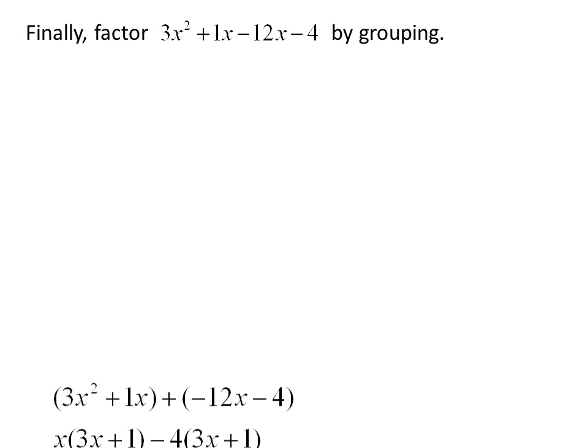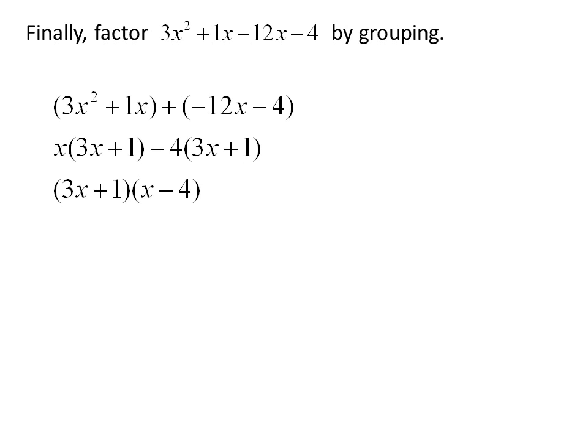So I'm going to split apart my four terms into two groups. I'm going to group together 3x squared plus 1x, and I'm going to group together negative 12x minus 4. Notice that since that third term starts with a minus, I put it inside. It goes with the 12. So I put it inside, and I need to have a plus in between those two pieces.